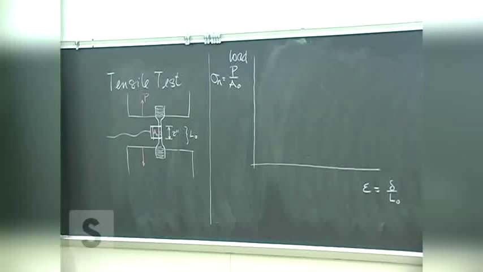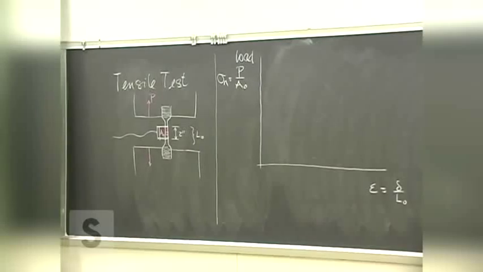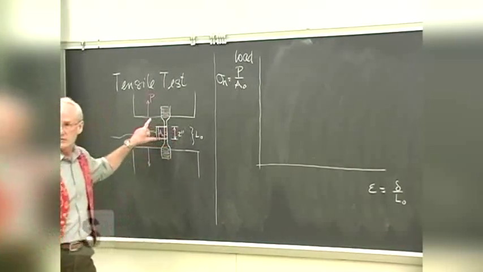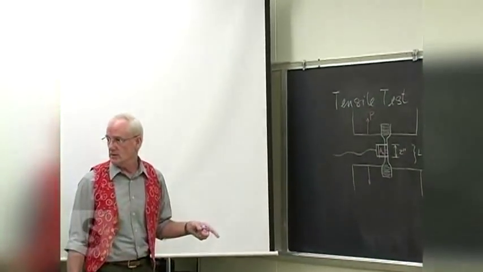And then as the piece undergoes this test, those two are plotted against each other for a particular material. And it's reasonably characteristic of the material itself. The only variation from one test to another of the same pieces is just minor differences in the manufacturing of the material itself.